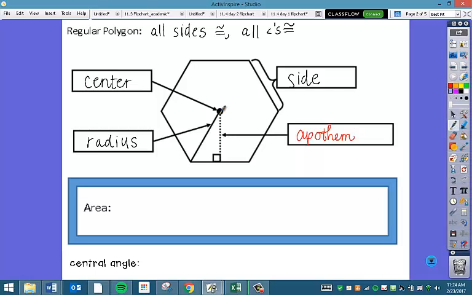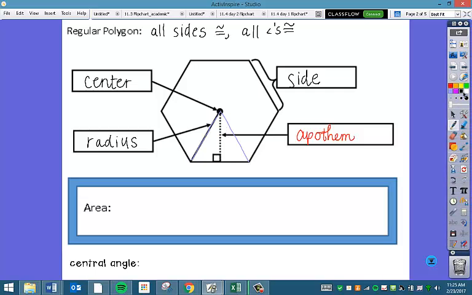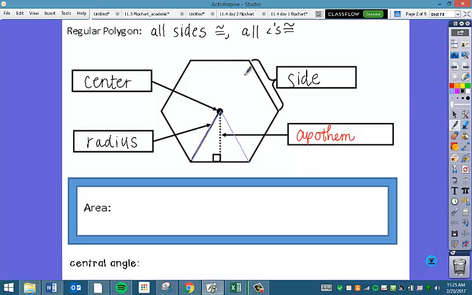What's happening is this is a radius. This is a radius. I've just created an isosceles triangle. These radii are both congruent. So this is an isosceles triangle. This apothem is the height of that isosceles triangle.